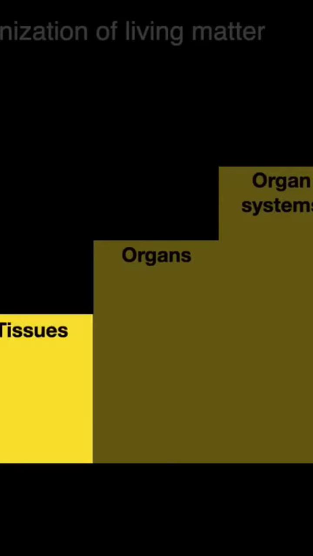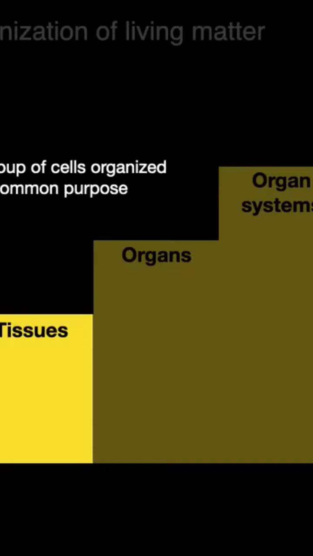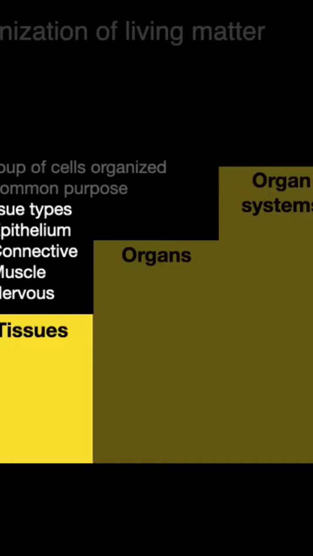Now, if you take cells and put them together, you get tissues. So the definition of a tissue: a group of common cells organized for a common purpose. And there are four basic tissues in the body: epithelium, connective, muscle, and nervous. I'm coming back to this.